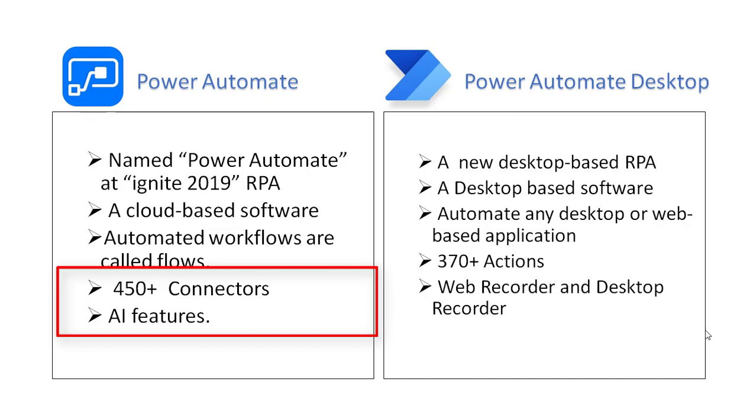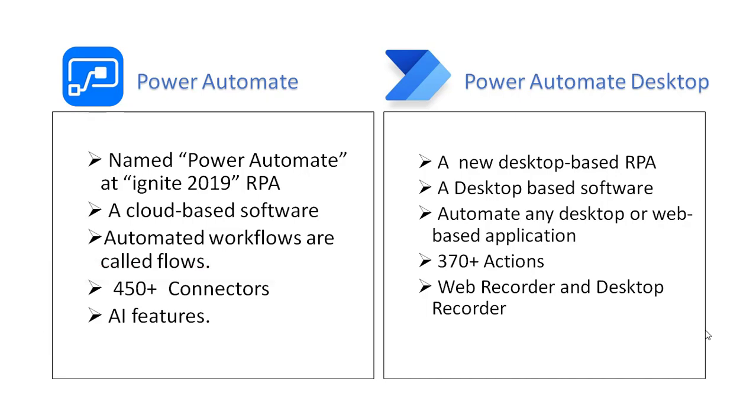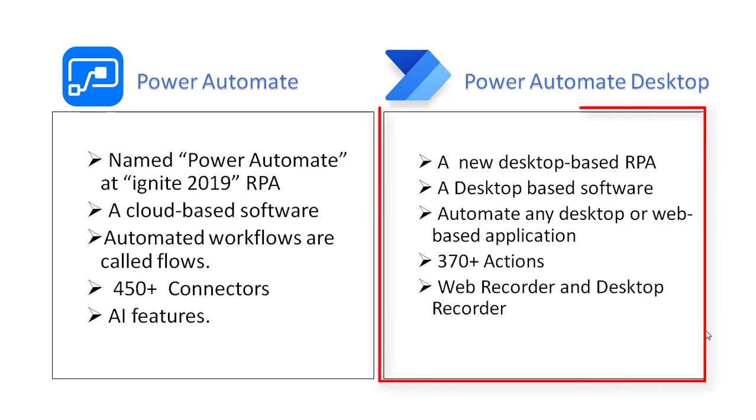Microsoft Power Automate has 450 plus existing built-in connectors and pre-built templates that you can start with. Microsoft Power Automate has AI features such as sentiment analysis, key phrase extraction, and many more AI features. I hope you understand in which scenario we are going to use Microsoft Power Automate, which is cloud-based software. Now, we'll see the desktop-based Power Automate RPA tool.